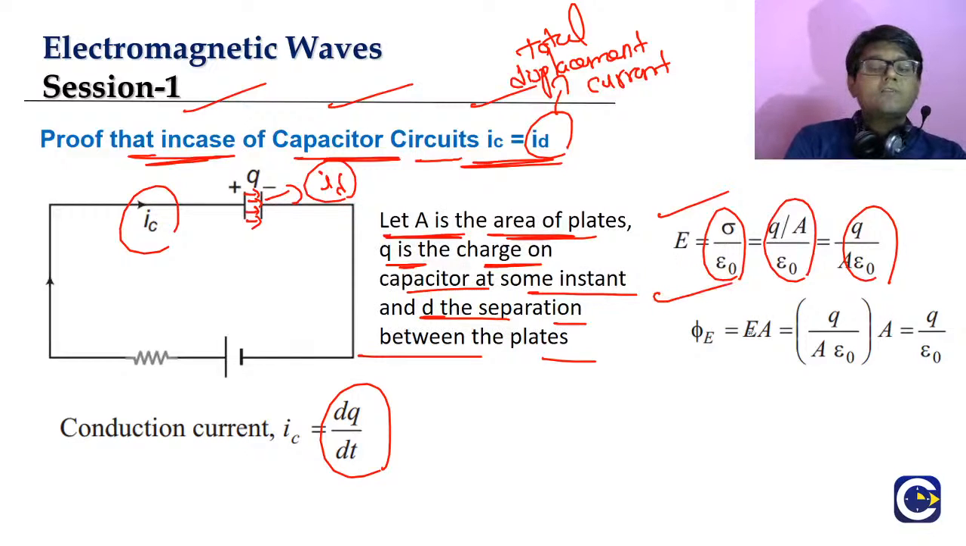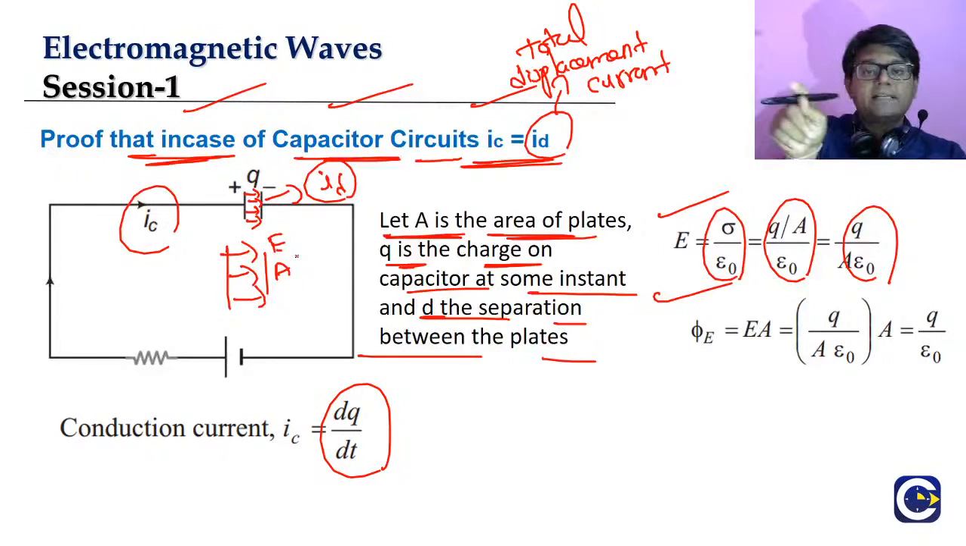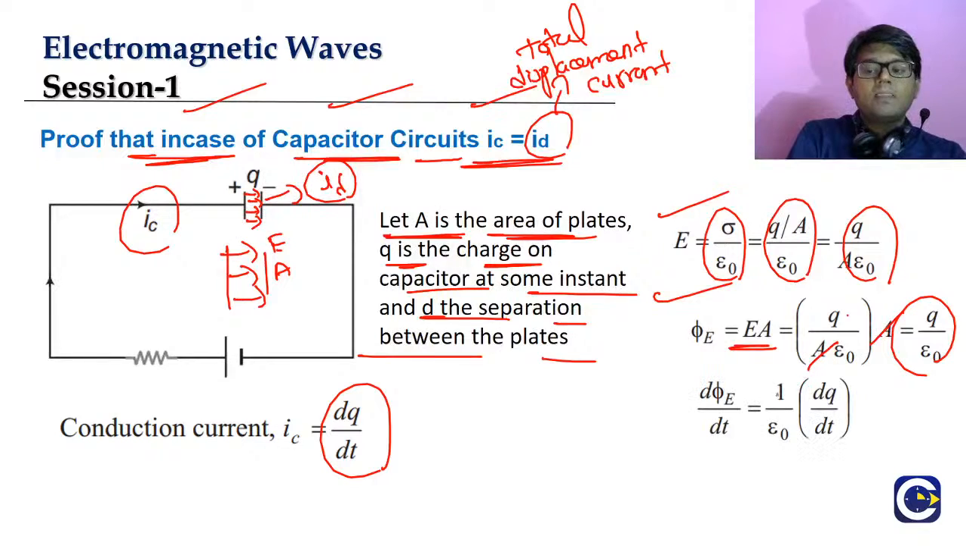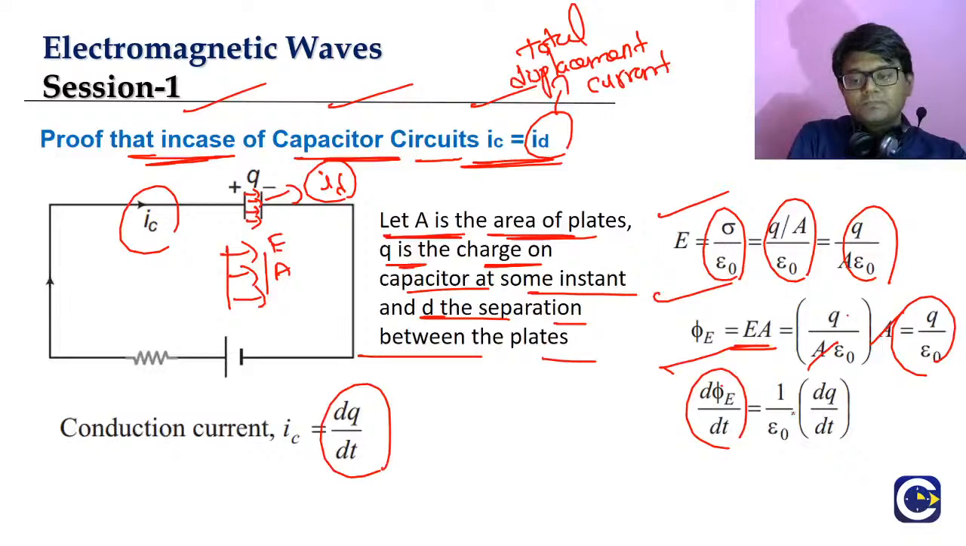What is the total electric flux? We are looking at total electric flux through this area between plates, because here electric field and area are in the same direction. Area vector will be normal to the plate surface, right? So flux will be equal to E into A into cos 0. E is Q by A into epsilon naught, into A. A is cancelled, Q by epsilon naught. So what is d phi E by dt? It is 1 by epsilon naught into dq by dt, because epsilon naught is a constant.